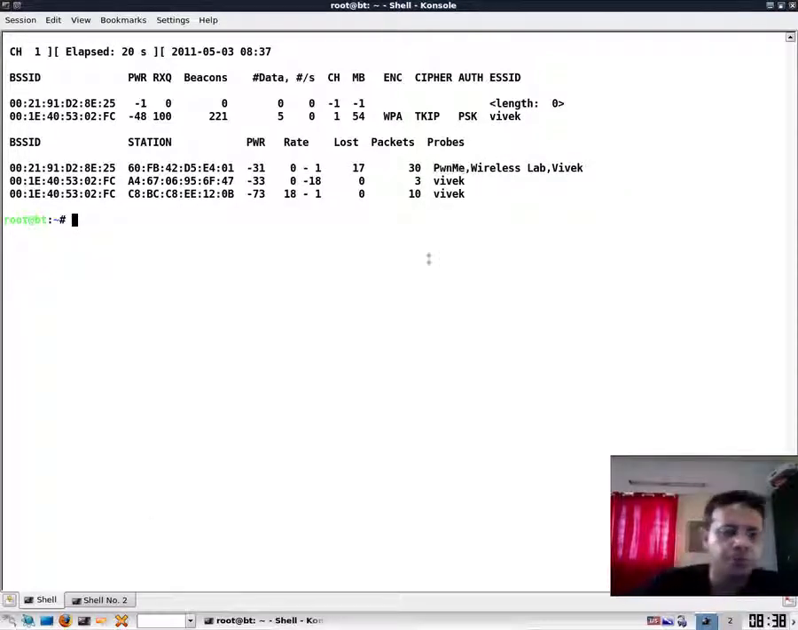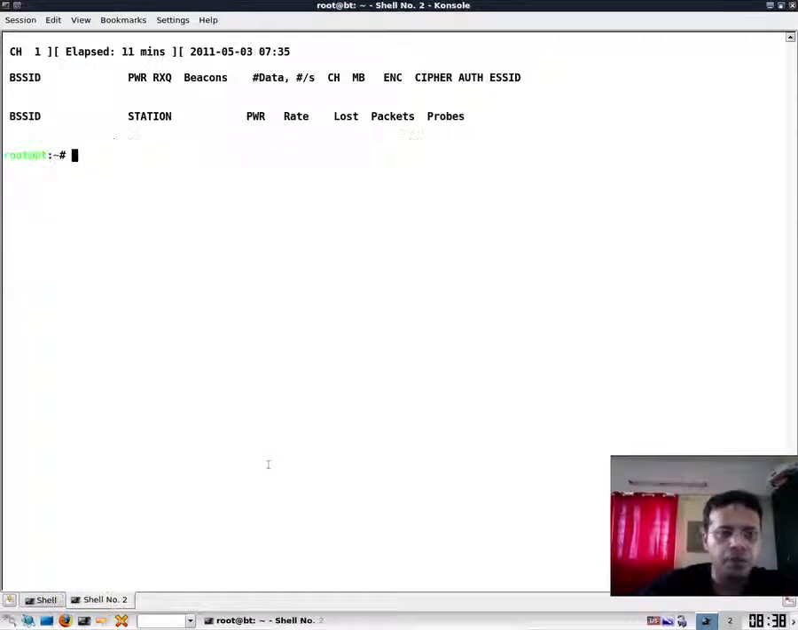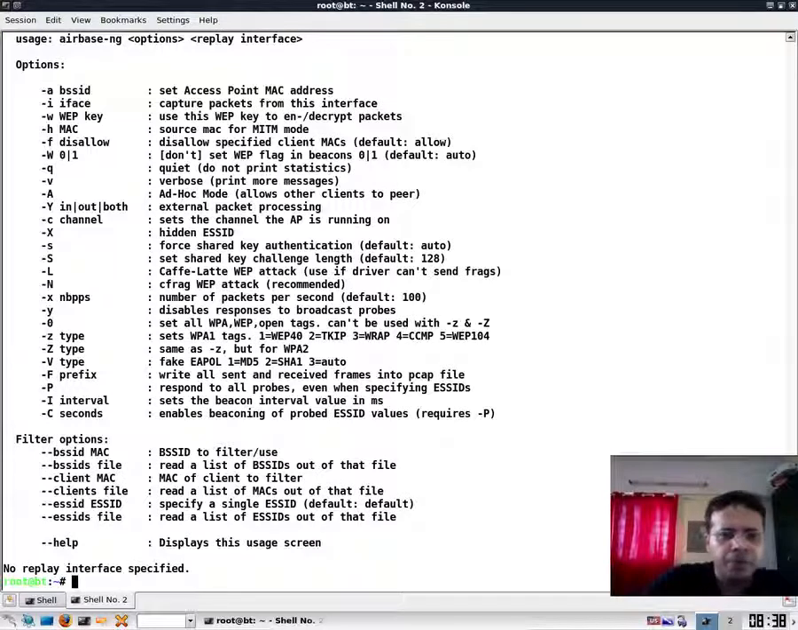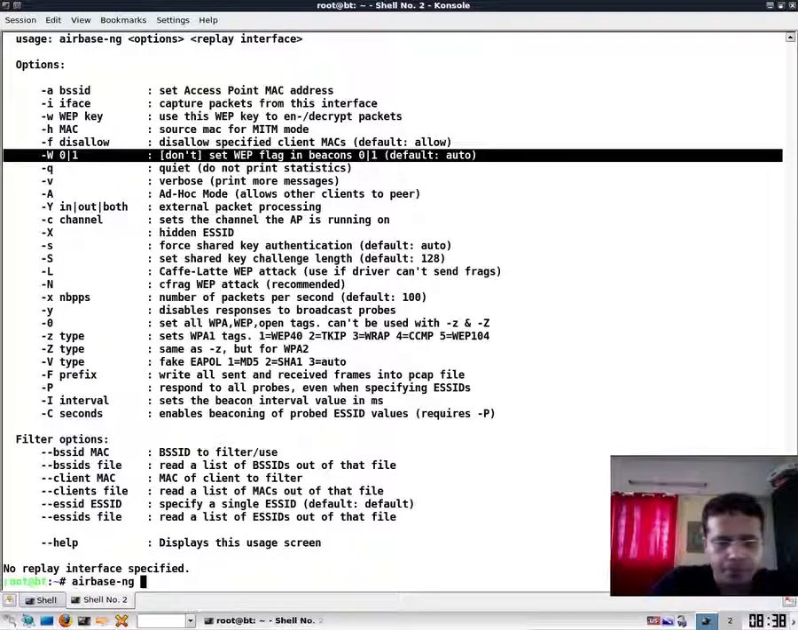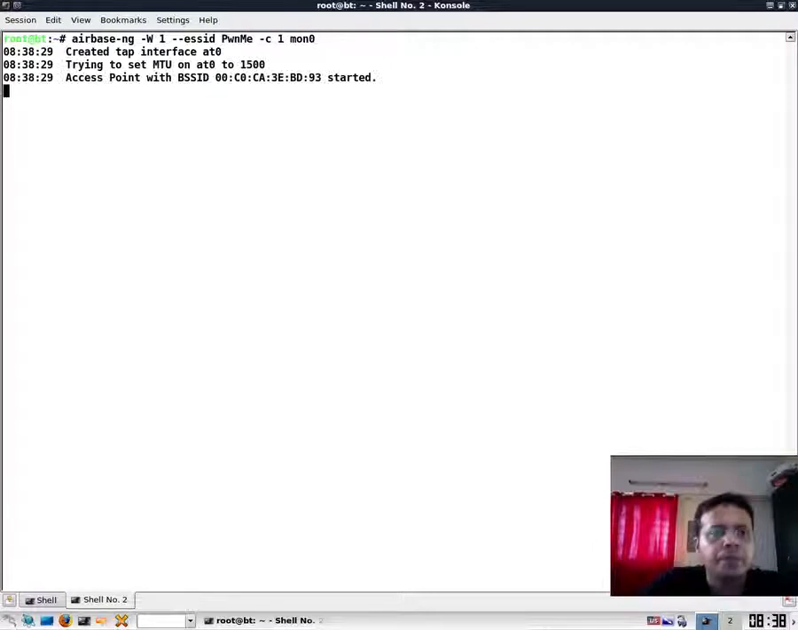So what do we do? We create a new access point using Airbase-ng, and one of the things we do here is tell it to set the WEP flag. So we have -w 1 and then the ESSID, which was PwnMe, and then the channel is 1 once again, and then we have the mon0 interface, right? So now the access point is up and running.